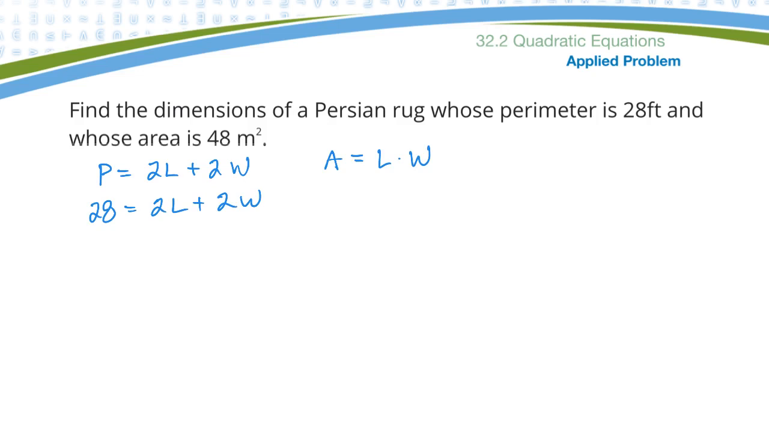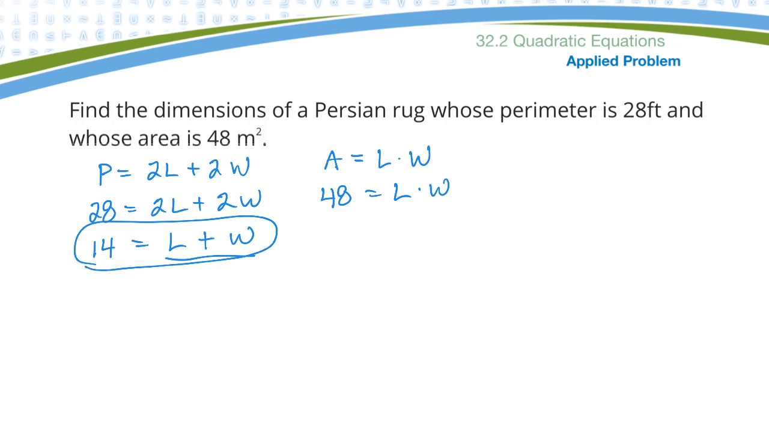Maybe I'm going to simplify that. I'll divide everything by 2. I'm just looking for a relationship between length and width here. Okay, and they tell me the area is 48, so 48 is equal to L times W. But I need to know what length and width are. So if I have two equations using the same variables, I can take one of them and solve it for one of the variables and then plug that into the other equation. So I'm going to subtract W on both sides.